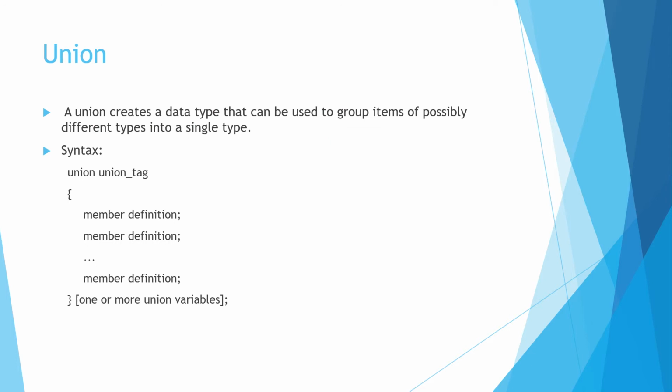Another user-defined data type is union. A union creates a data type that can be used to group items of possibly different types into a single type. So basically it is similar to the structure, but there are a few differences which we will see later. The syntax is also similar to that of structure. The keyword union is used instead of struct. Then you have the union tag, and within the curly braces you have the member definitions, and at the end you have one or more union variables.